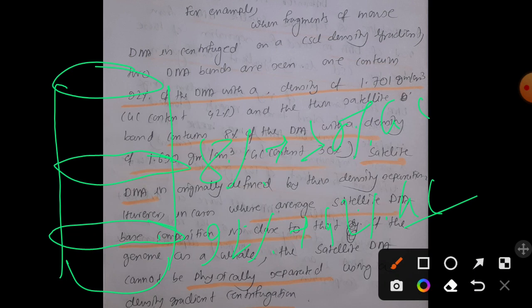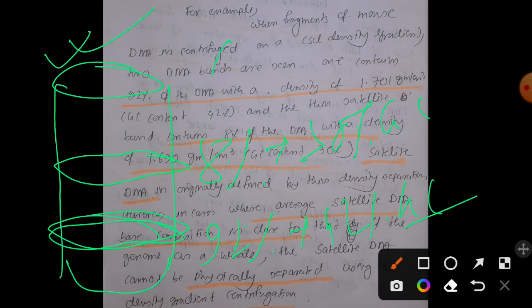Okay, and this is the band you will get at the bottom. So that is how we can separate satellite DNA from the rest of the DNA with the help of density gradient centrifugation. Remember it very carefully that the concept is the same. We are using the differences in base composition, right?